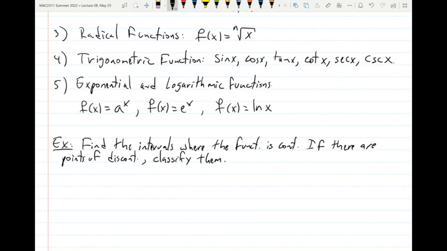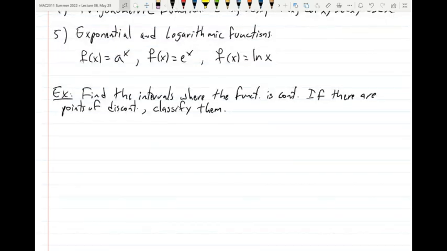And step number 2, the existence of the limit, is the one that tells you which type it is. So in this problem, I'm going to give you some functions. Tell me where they are continuous. If there are points at which they are not continuous, tell me what type of discontinuity we have.